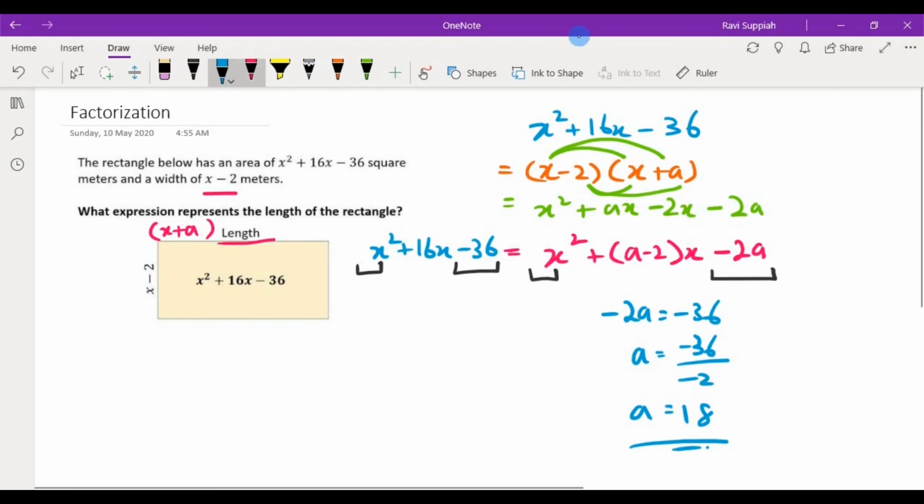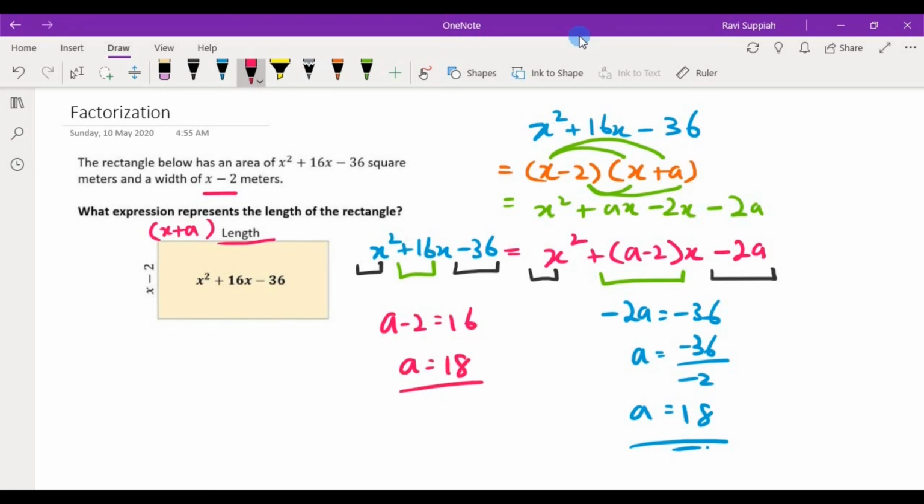If I were to compare the coefficient of x, plus 16 is equal to a minus 2. So a minus 2 is equal to 16, so a is equal to 18. You can see that in both cases, I get the same answer for a.